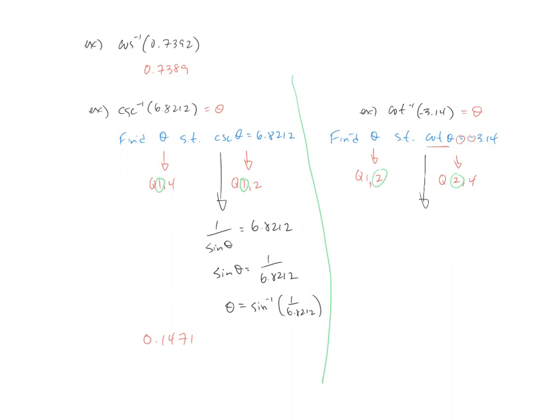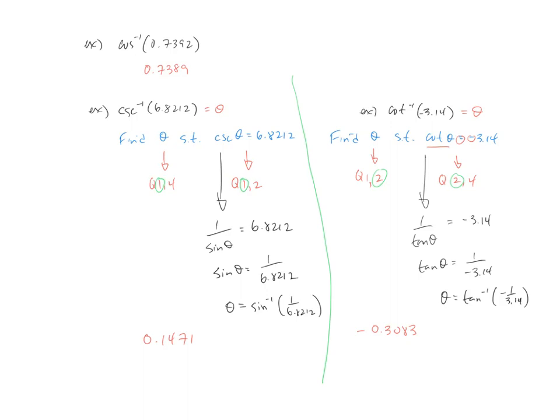Now, we'll come down here and we'll say that since we don't have a cotangent button on our calculator, that's going to be 1 over tangent equals negative 3.14. Or, in other words, tangent of theta equals 1 over negative 3.14. So to actually be able to punch this in now, theta is going to be the inverse tan of negative 1 over 3.14. So when you punch it in your calculator, you're going to get an output of negative 0.3083.